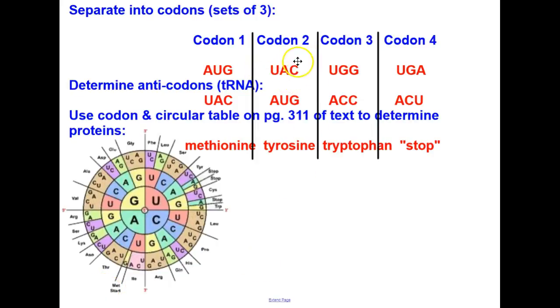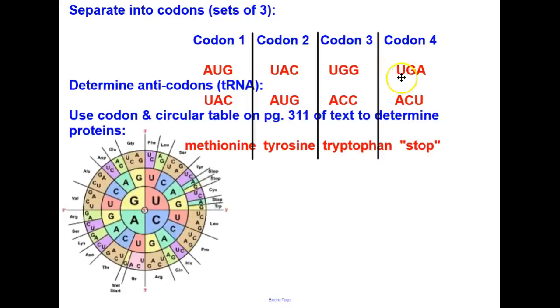Go to codon 2, UAC. There's U, and then A, and then C. And our first three letters there are TYR, and so the protein produced would be tyrosine. For codon 3, UGG, start with a U, G, and G, and our first three letters there are TRP. And that's tryptophan, which you might, by the way, recognize. This is the protein that makes you sleepy after you eat turkey.